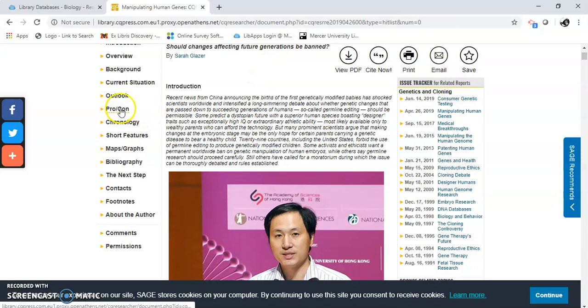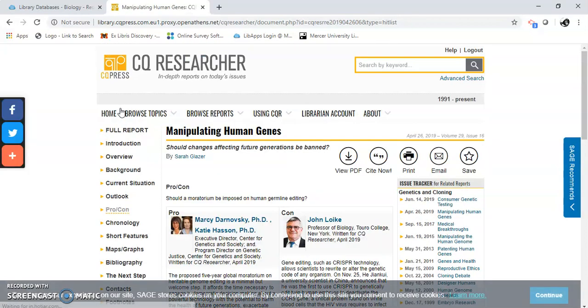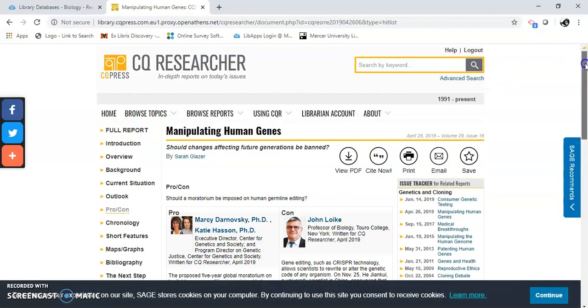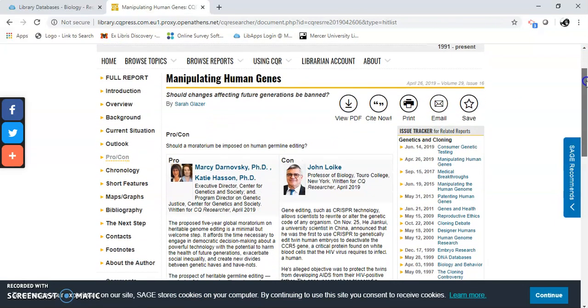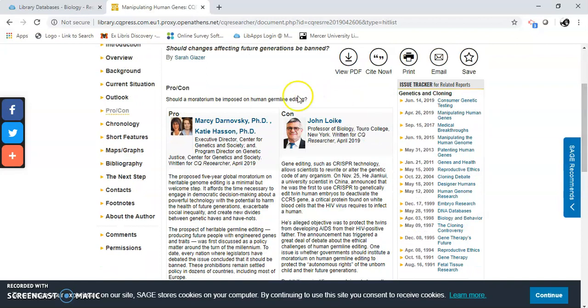Here's the pro-con feature, and I want to point this out. This will give you a different view. They are not peer-reviewed, but the pros and cons are written by people who know something about it. So here you have Mossy and Katie, and they are Executive Director, Center for Genetics and Society. So they have some background, but then we have John, who is a professor of biology. So you have two different points of view, not peer-reviewed, just a point of view. There are some cool things that you could use when you're looking up a certain subject.